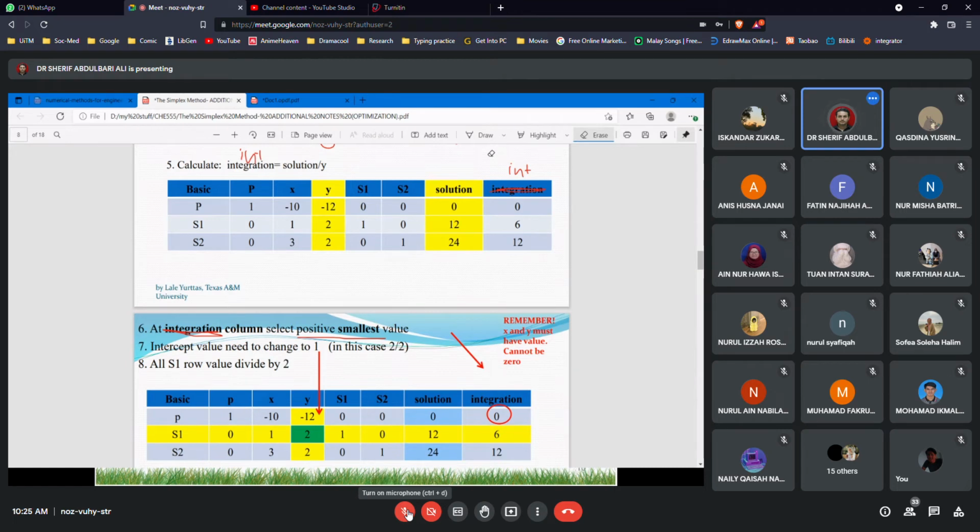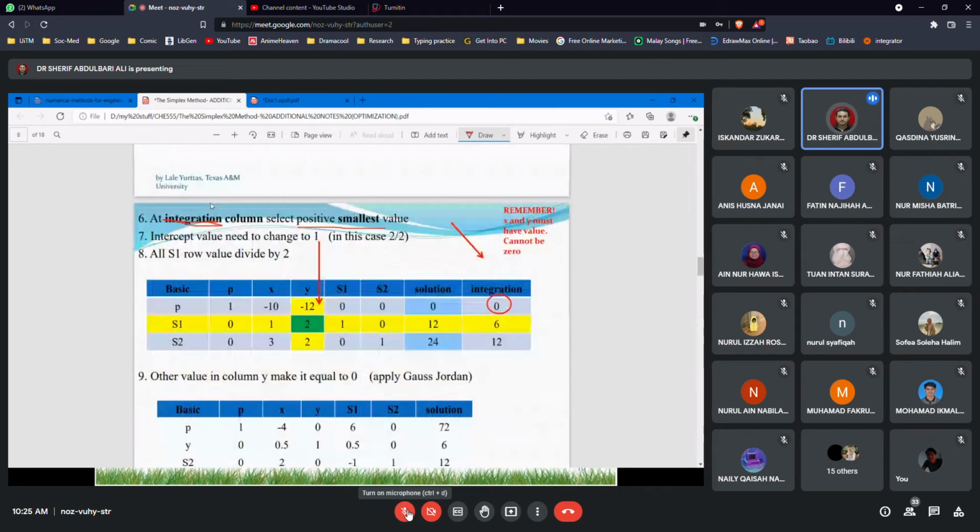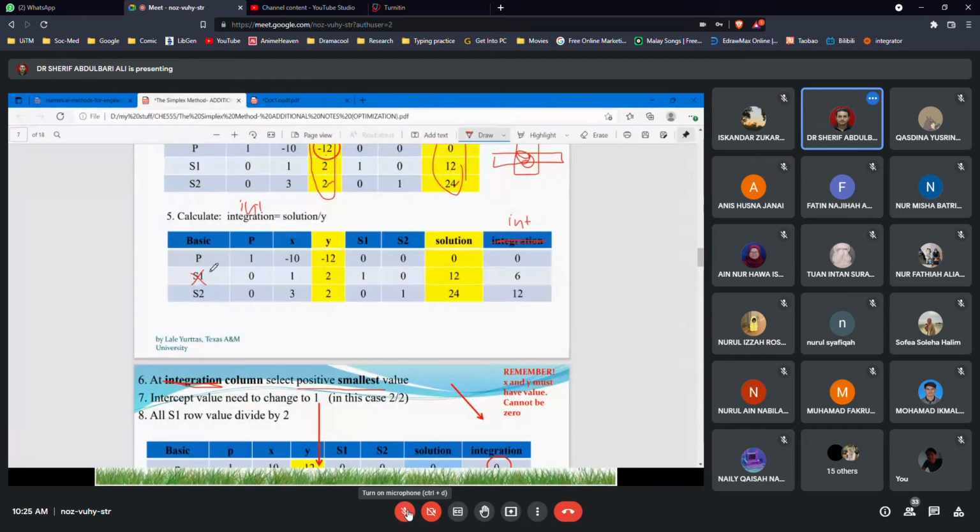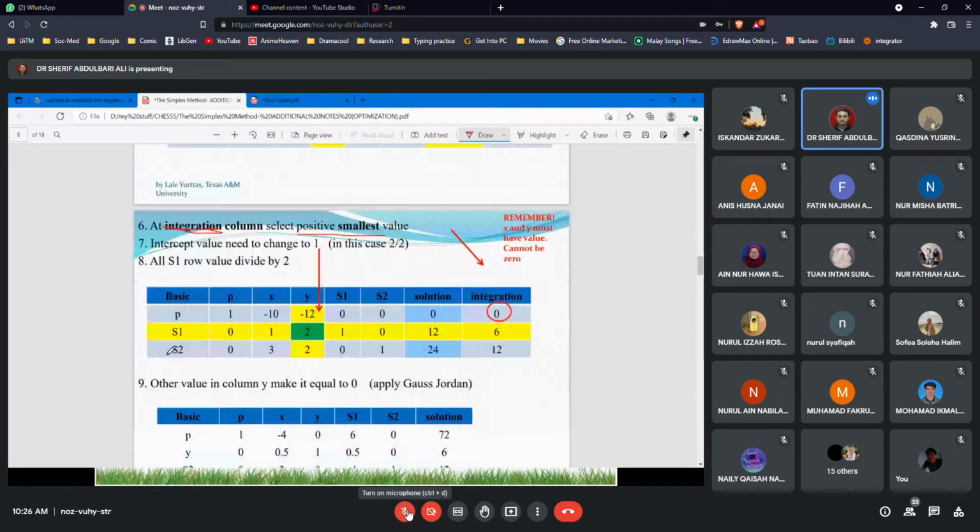So when I already found my pivot row, don't forget this step. You need to delete S1. You have to delete it and rename it as Y. So in my case in here, I already found my pivot row. So this one will become Y. Okay.